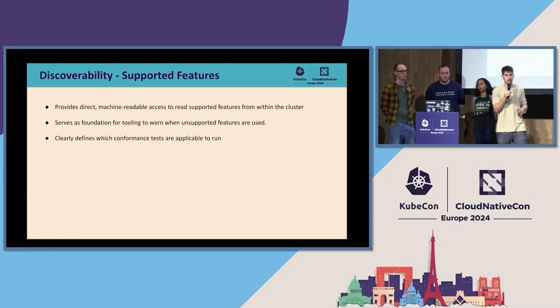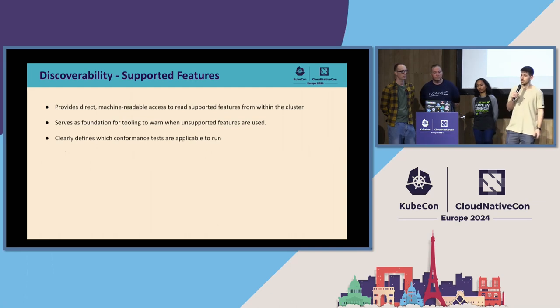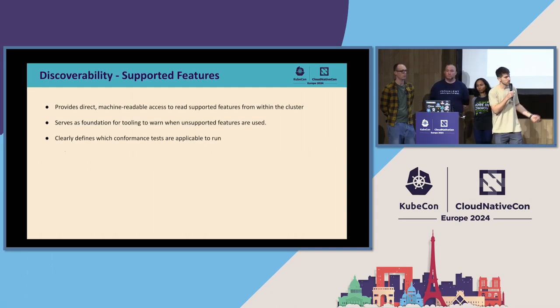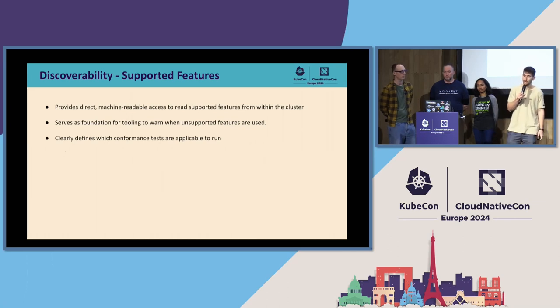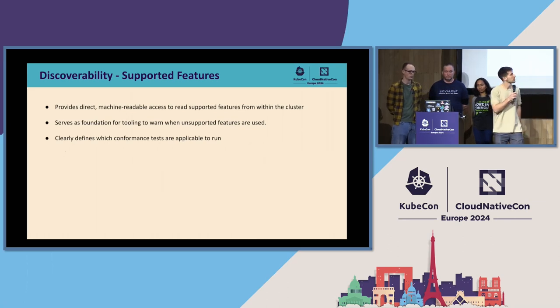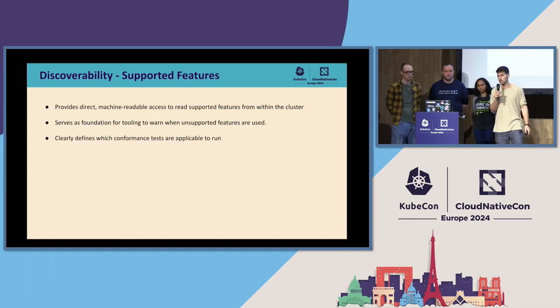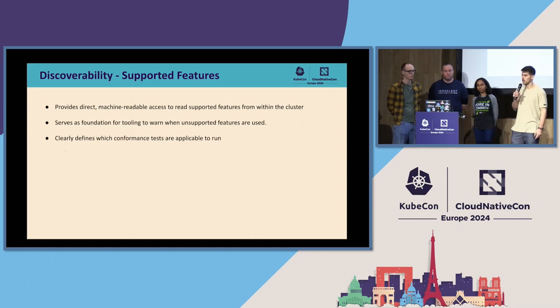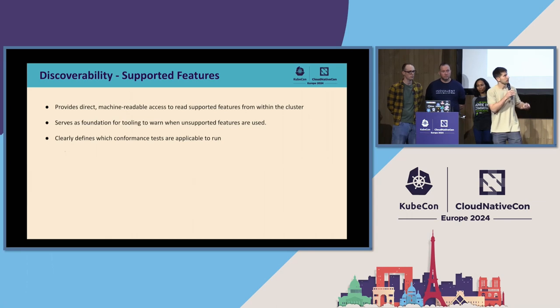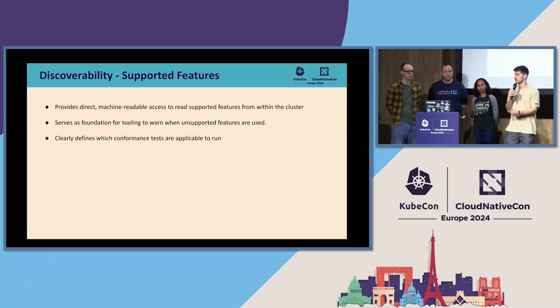Essentially, this elaborates on the conformance reports by providing direct and machine-readable access to read those features from within the cluster. It also serves as the foundation for automation to warn when unsupported features are used. And it clearly defines which conformance tests are applicable to run, right? So the conformance tests that Surya and Mattia were just talking about need to know what tests to run. The plan is that each implementation that claims to support a set of features will pair those features from the GatewayClass and find the corresponding conformance tests they need to run, and later use the results to report in the conformance reports page.